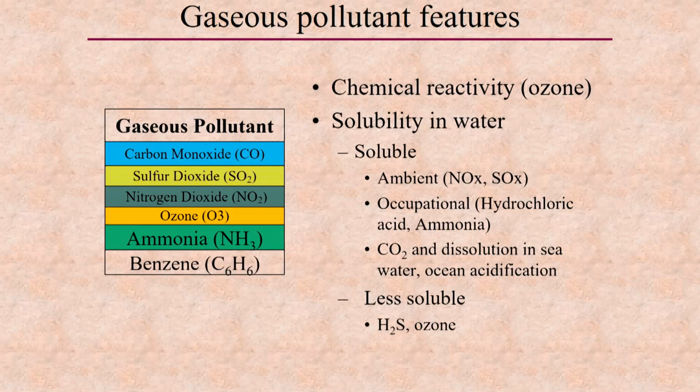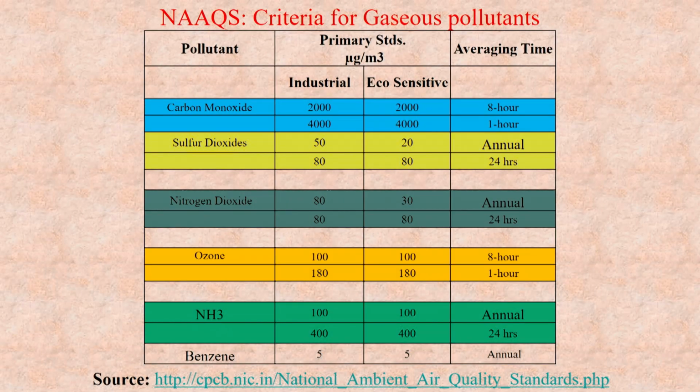And there are some less soluble gases, for example, H2S and ozone. NAAQS is important. It stands for National Ambient Air Quality Standards, established by the CPCB, Central Pollution Control Board. They set the concentration that is actually harmful, and they divide it into two zones: industrial, and eco-sensitive. Eco-sensitive is like more greenery and fewer people, for example going to the Himalayas, or oceanic regions. Industrial means urban areas.